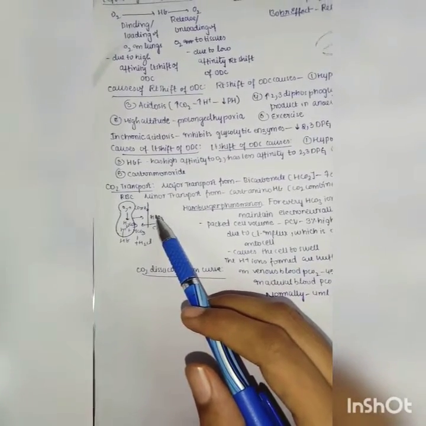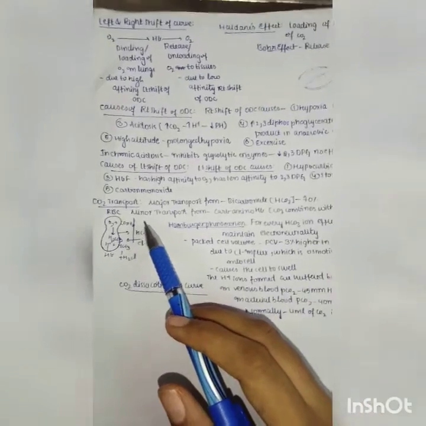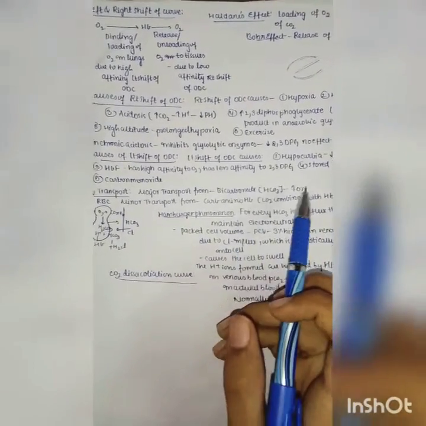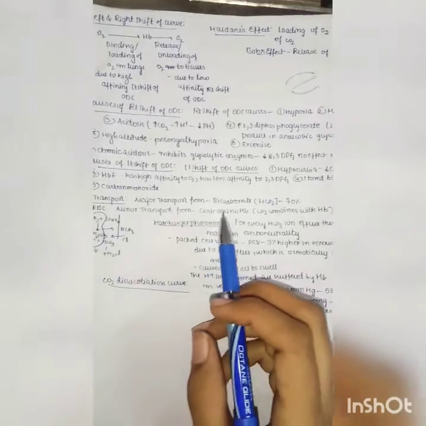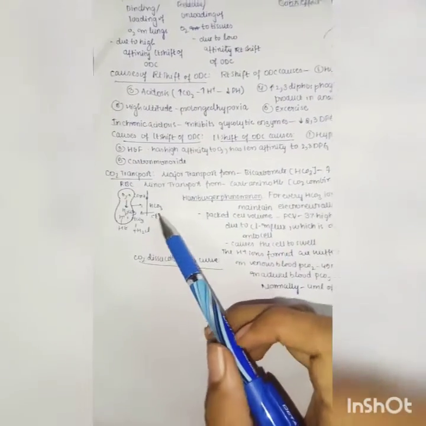Now let us see the carbon dioxide transport. As we understood oxygen transport, how will carbon dioxide be transported? The major transport, already discussed, is bicarbonate 70%, and the minor transport is by hemoglobin, where carbon dioxide combines with hemoglobin, 30%.